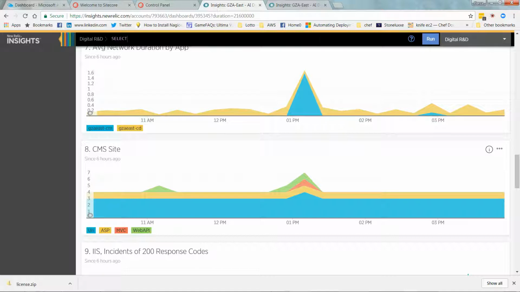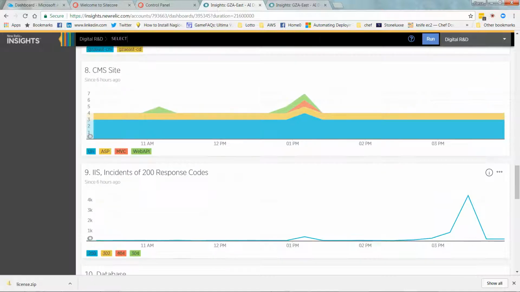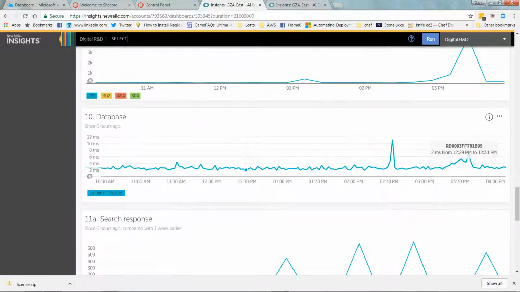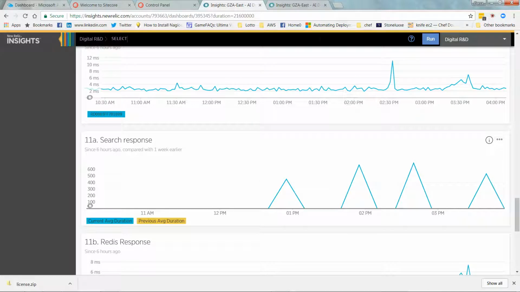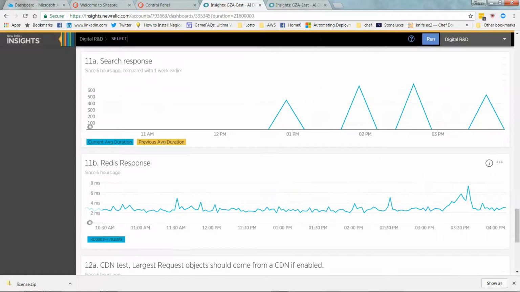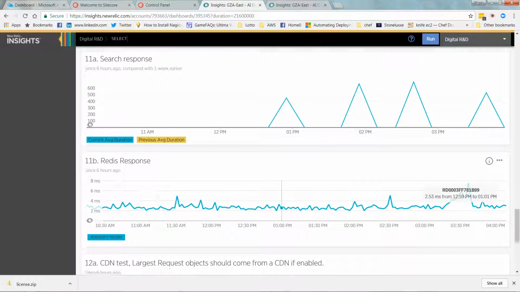Number eight is the CMS site. Are there ASP or MVC transactions? Number nine is IIS incidents. Are we getting response codes from our IIS server? Number 10 is the average database response. Number 11 is the search response, so that we know our Azure search response times. Number 11 is the average response of the Redis session state server.